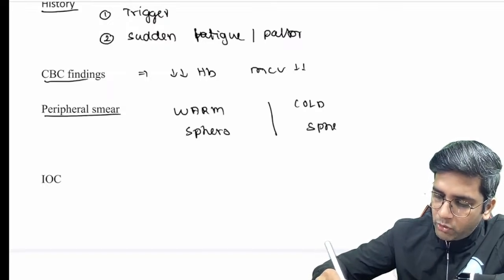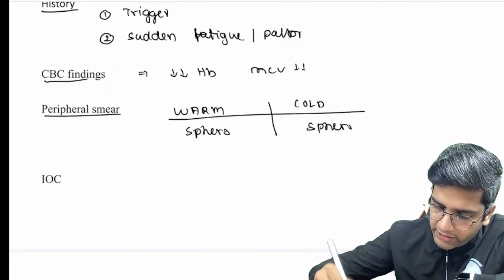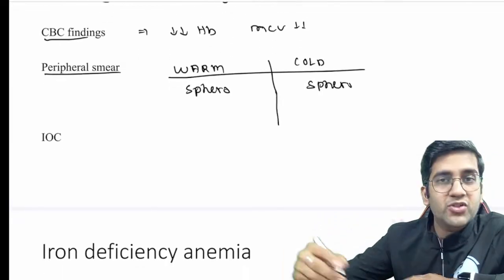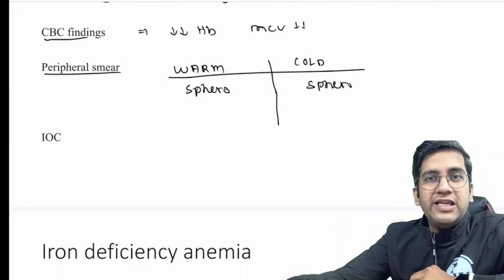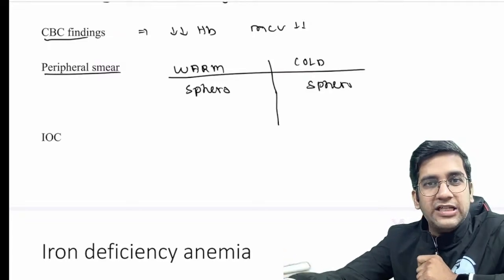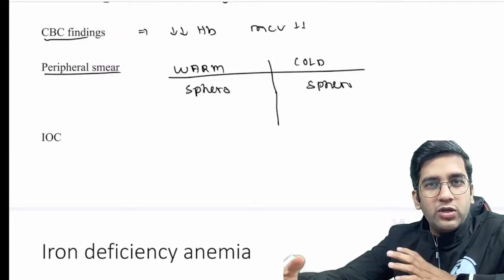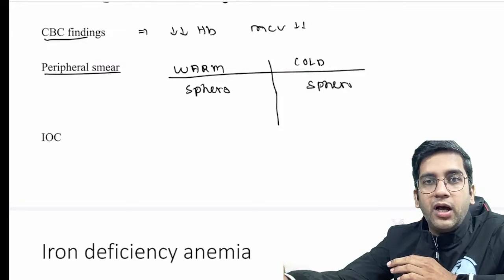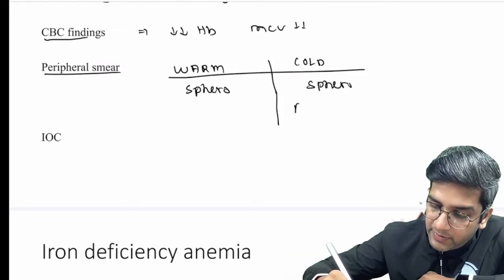Spherocytes are common to both warm and cold autoimmune hemolytic anemia, but for cold, because of IgM, and IgM being a pentameric antibody, they can hold more than one RBC. What's a classical finding in cold? We don't call it cold alone, we call it cold agglutinin type, right? That will be a classical finding here.